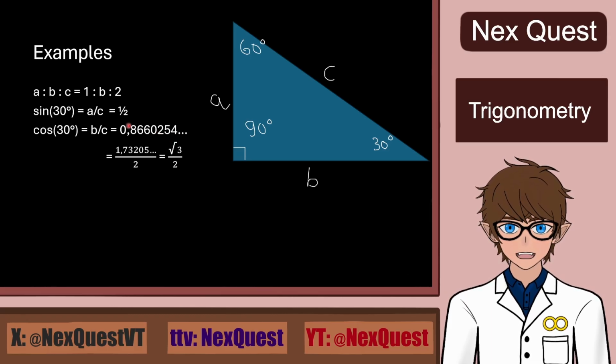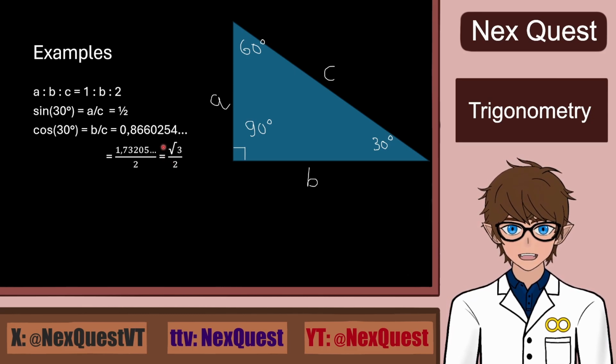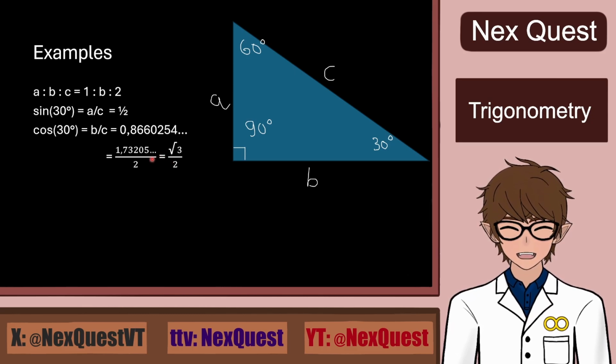Now C is 2 again, so we don't have to adjust for it, but if our C here was 1 or any other number, we would have to multiply or divide both sides of the fraction line to make sure that the bottom line will be 2. Here it's simple, it's already 2, so we have B as square root of 3.